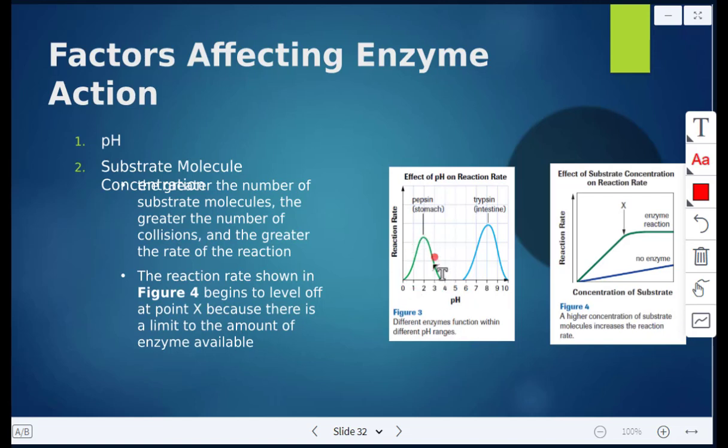So for example, the stomach is very acidic, so it's going to function at about pH of 2. And then in the intestine is not acidic, it becomes more basic. And the trypsin works at that pH of about 8. And then figure 4 is showing the reaction rate begins to level off at point X because there is a limit to the amount of enzyme that's available.